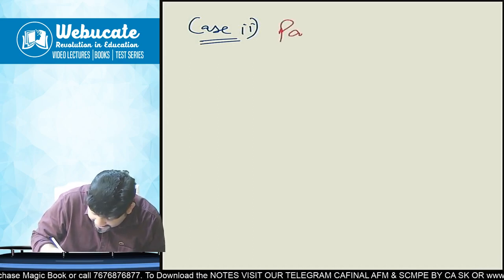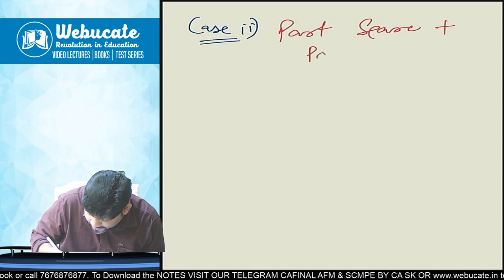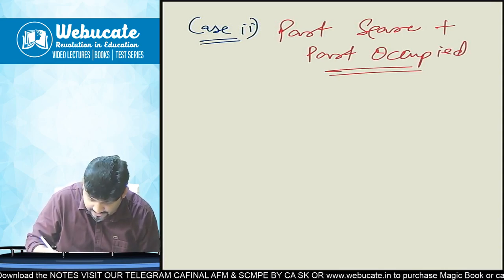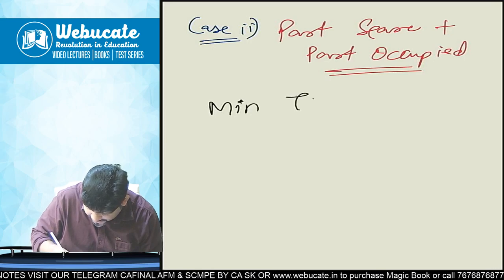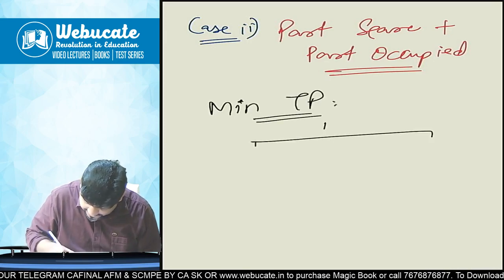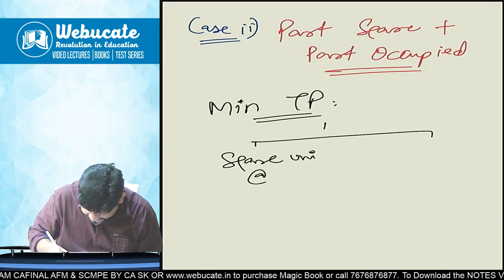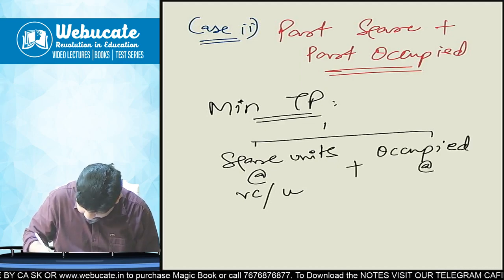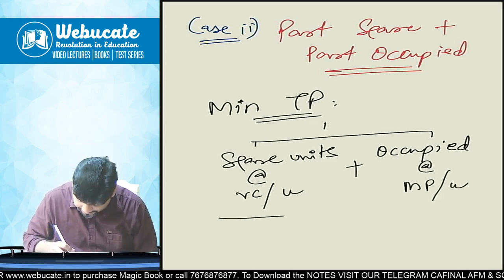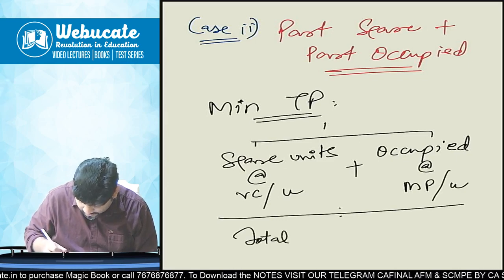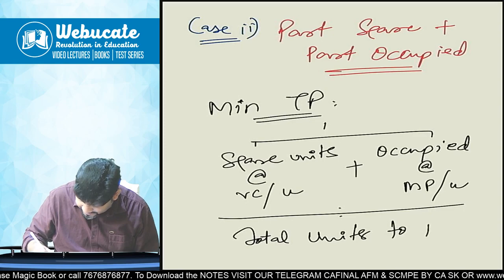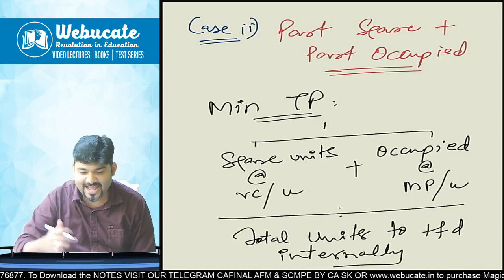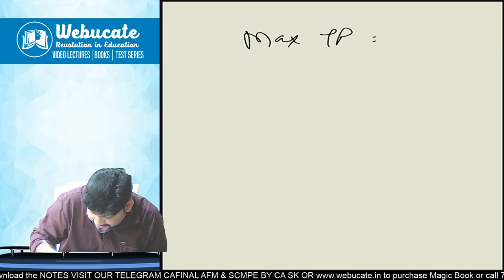Then comes your second case, which is part spare plus part occupied. Let's say again, minimum transfer price will be: the spare units at variable cost per unit, the occupied units at market price per unit, total divided by total units to be transferred internally. And the max transfer price? Correct. Max transfer price will be market price.